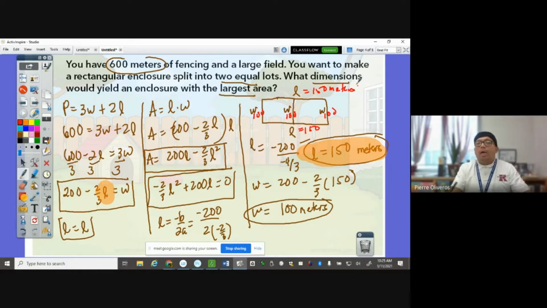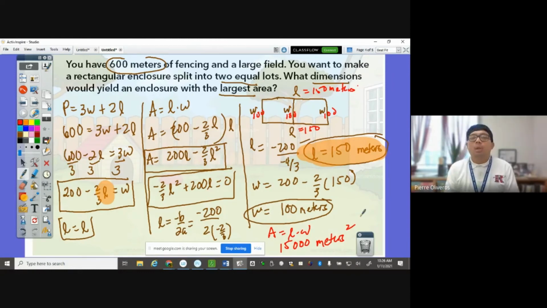The maximum area for the entire field: we know that area is length times width, so 100 times 150 is 15,000 meters squared.